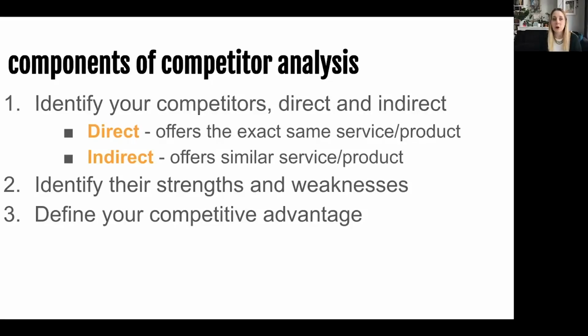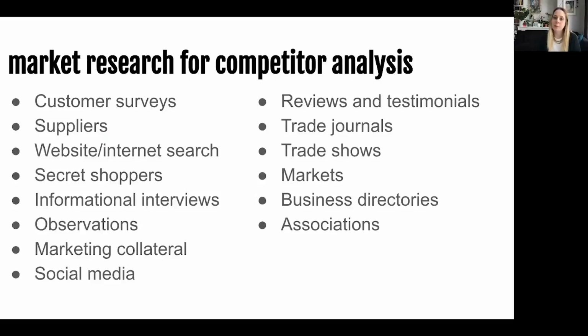So those three steps are to identify your competitors, direct and indirect. So direct offers the exact same service and product, and indirect offers similar services and products. You also want to identify their strengths and weaknesses, and you want to define concretely your competitive advantage and why customers would come to you over your competitors. So market research for competitive analysis can include customer surveys, suppliers, website and internet searches, secret shoppers, informational interviews, observations, marketing collateral, social media, reviews and testimonials, trade journals, trade shows, markets, business directories, and associations.